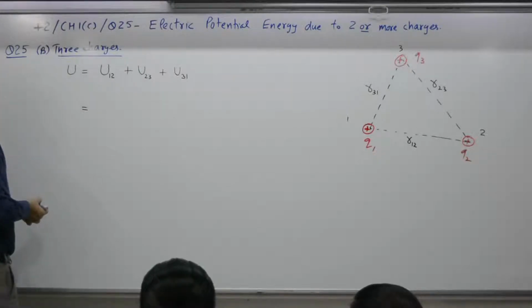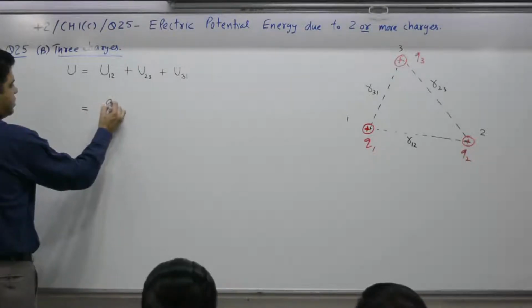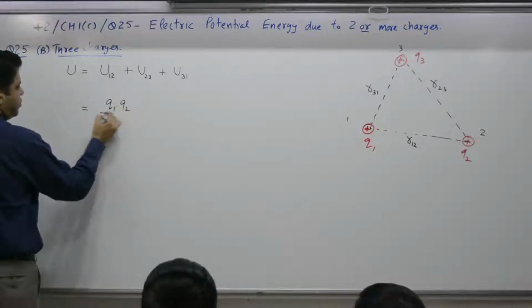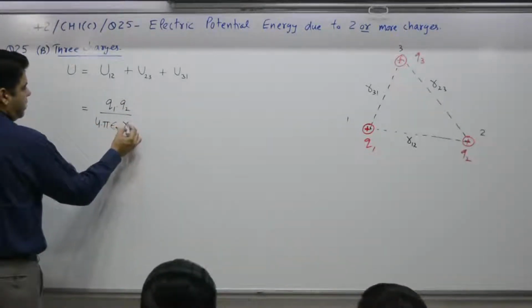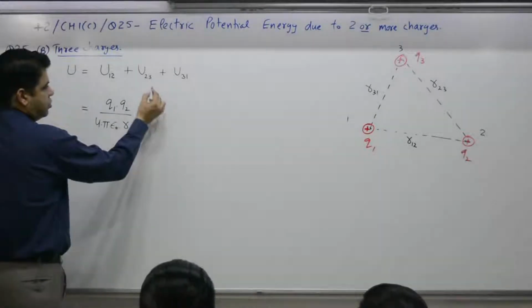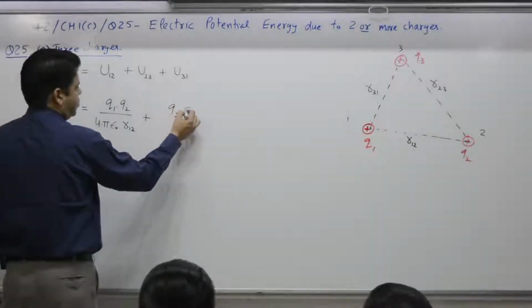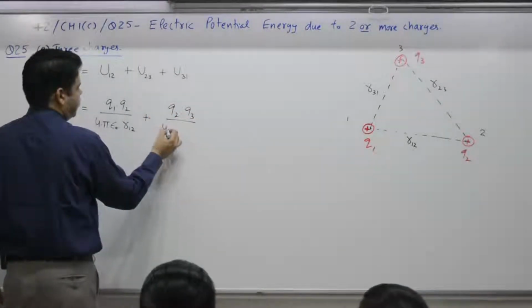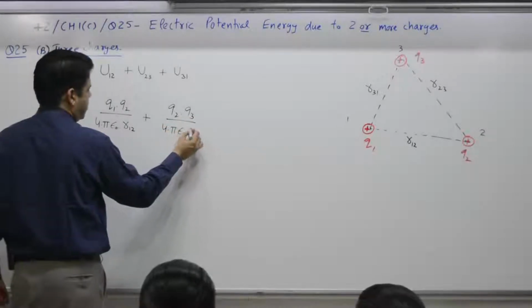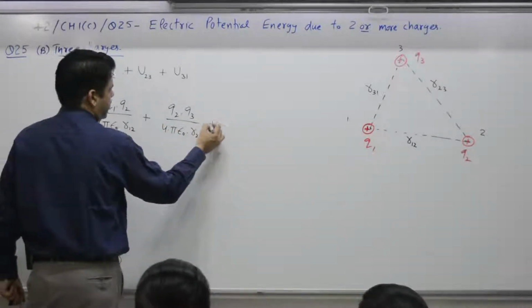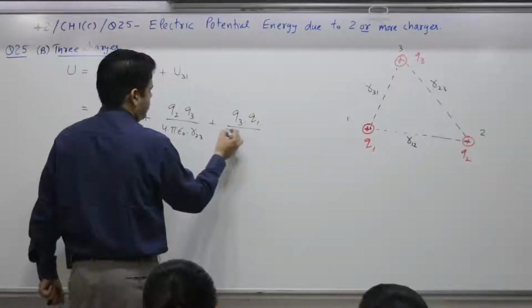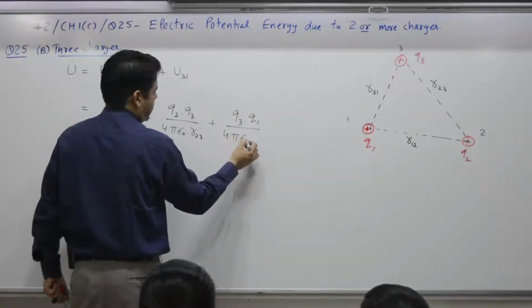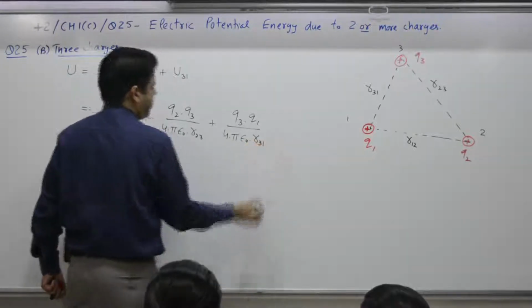U12 is equal to what? Just covered. Energy between 2 charges, Q1, Q2 over 4 pi epsilon naught R12. For 2, 3, Q2, Q3 divided by 4 pi epsilon naught R23. For 3 and 1, Q3, Q1 over 4 pi epsilon naught R31.